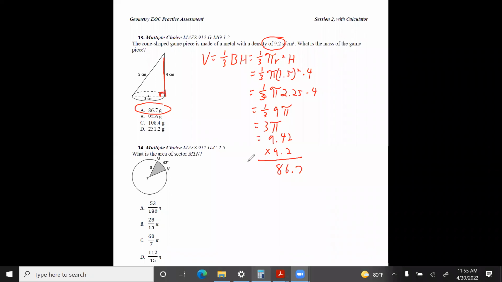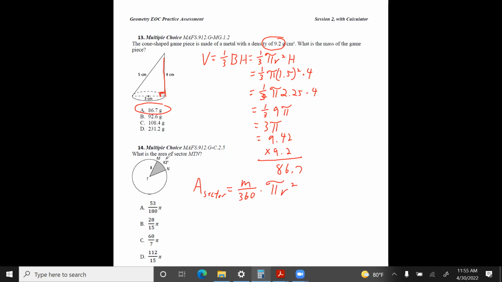All right, so number 14, let's see. What is the area of sector MTN? So the sector that's right here, that's shaded, that's what we're finding the area of. There's a formula for that. It is similar to our arc length formula, but area of a sector is found by doing the fraction of the circle that we're using. So over 360 times the area formula for a circle, which is pi r squared.